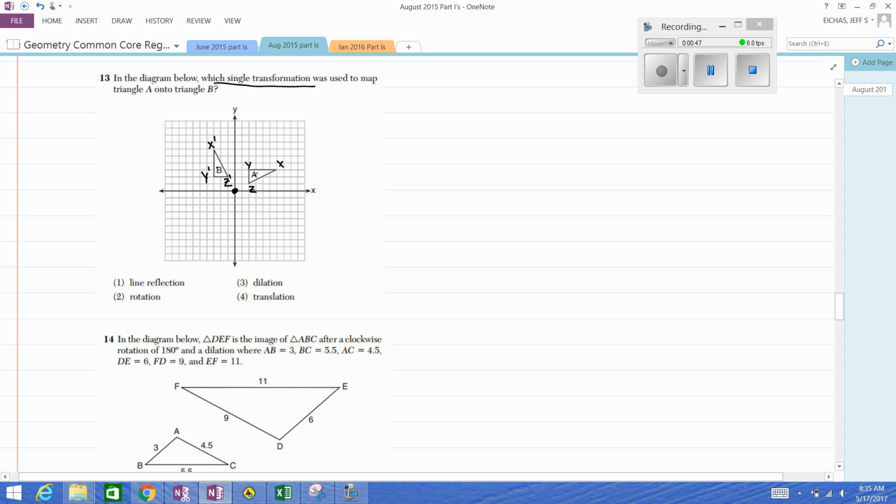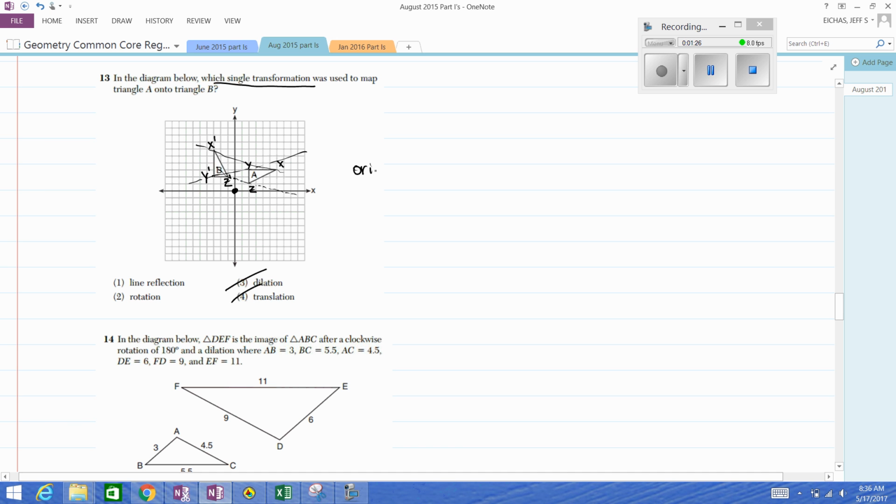Translation, that would keep the slope of this side the same. It's not. Translations preserve slope. That didn't happen here. Dilation, let's see. Dilations are tricky, but basically we try to draw a line between corresponding points, and those are not going to converge. Maybe they are, but then that third one's not. All three of those lines should have converged for a dilation. Not going to happen.